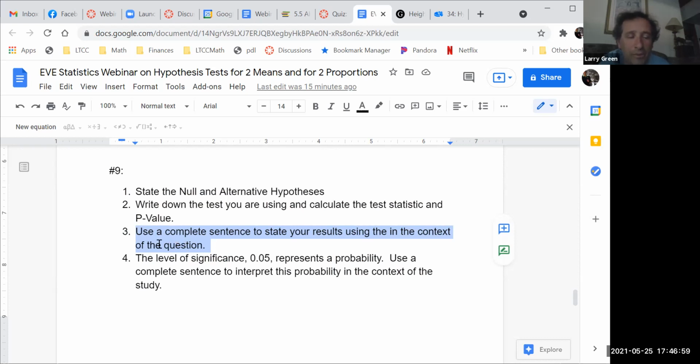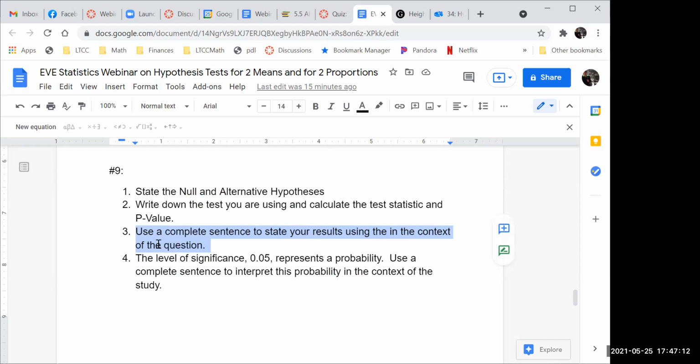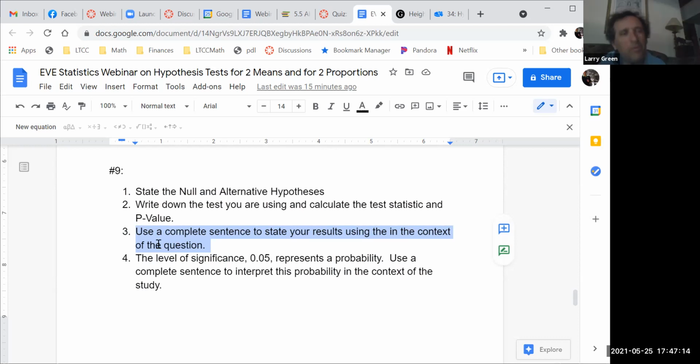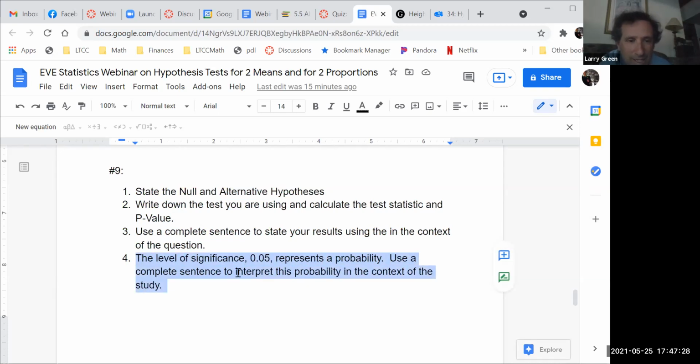First word on number 3. First word will be There. There. Okay, that should help you. I want to get you started. If you get started, you have much better success than if you don't even know how to get started. Number 4 is the level of significance. 0.05 represents a probability. Use a complete sentence to interpret this probability in the context of the study.